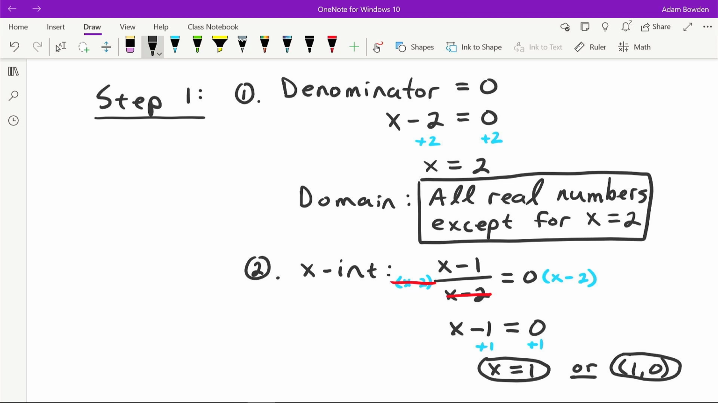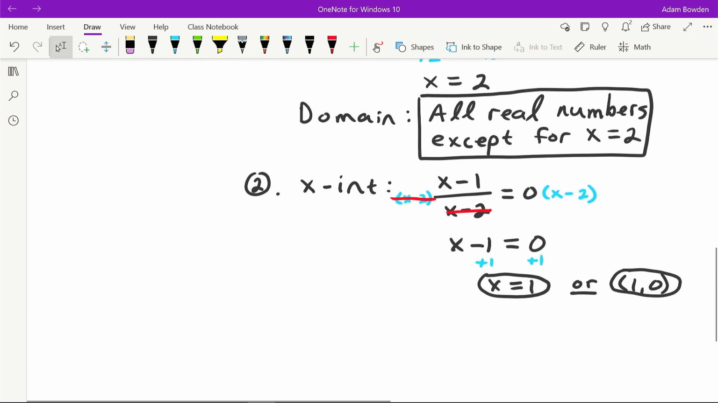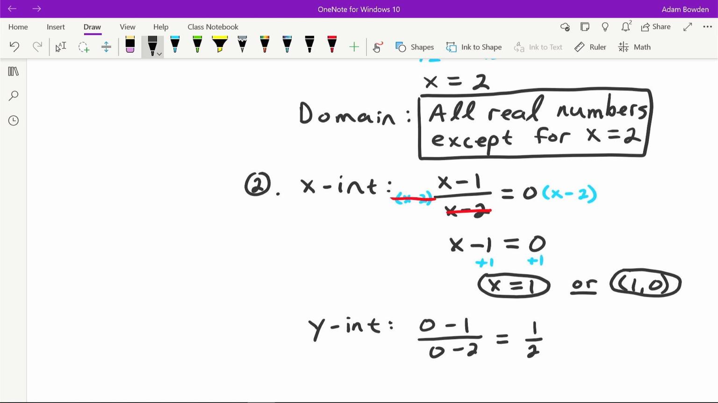You might notice that ultimately the denominator had no real influence here since we got rid of it anyway. So in the long run, finding the x-intercepts for these kinds of functions would really just involve using the numerator and solving it equal to 0. In the case of the y-intercept, we plug 0 in for x. 0 minus 1 over 0 minus 2 would equal positive 1/2, or the coordinates (0, 1/2).